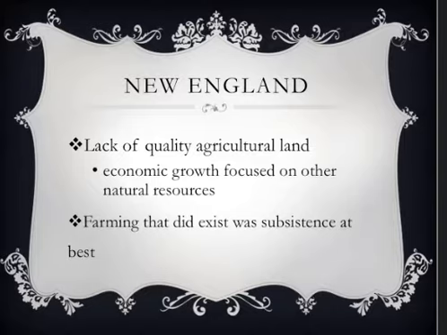So because of that shortage of arable land, land that you could grow foodstuffs on, and the fact that the climate was not conducive to a long growing season, the individuals in New England shifted away from agricultural production to the exploitation of other natural resources. So what I want you to realize about the farming is that farming did not exist on the scale it did in other colonies.